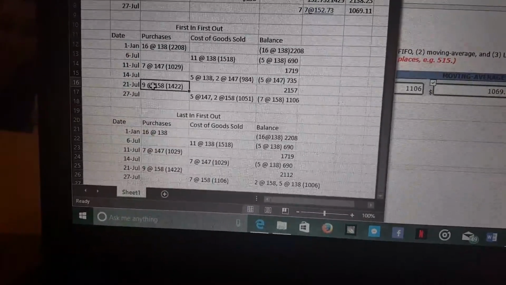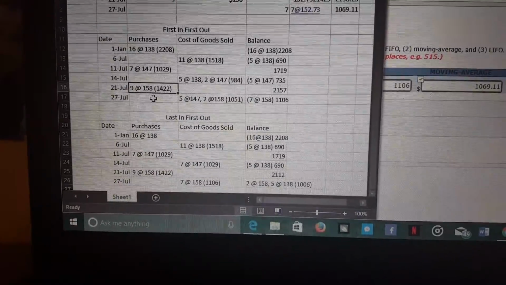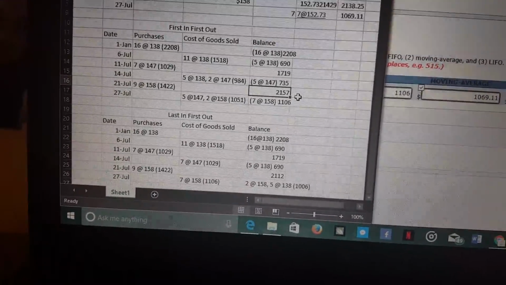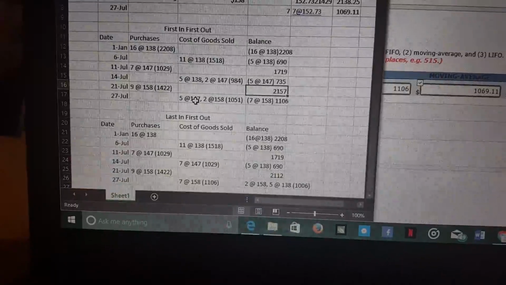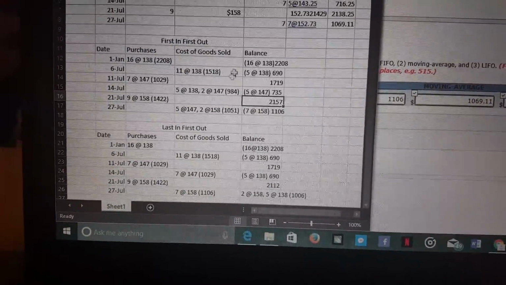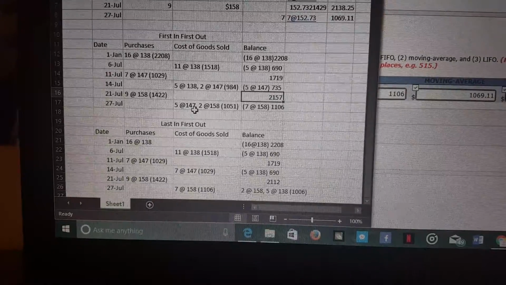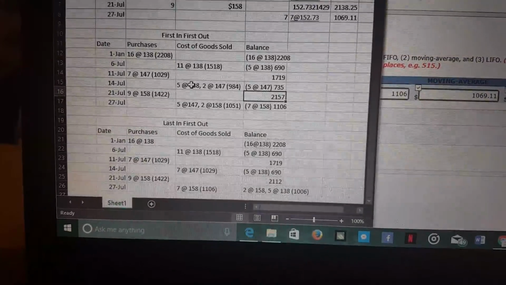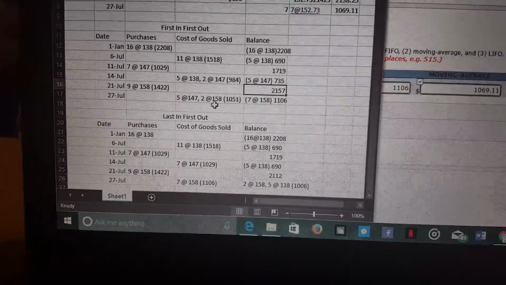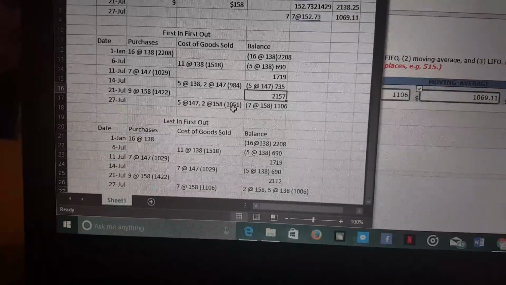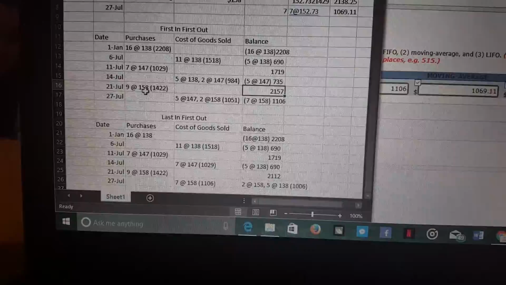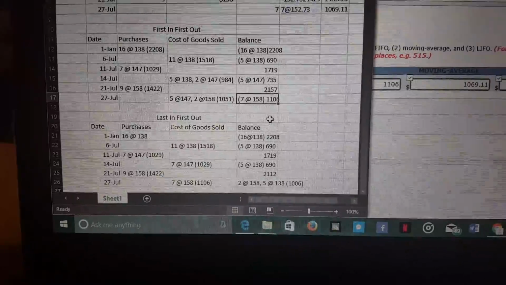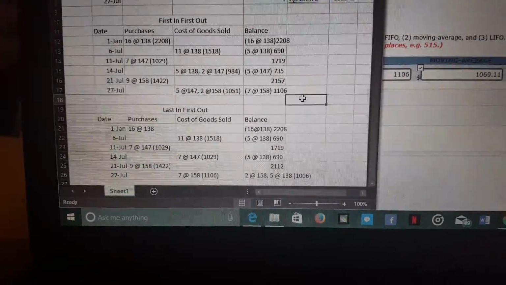And then the next time on July 21st, we go ahead and buy 9 at 158, and I just add that to the $735 again to get this ending balance. And then on the 27th of July, we have to sell 7 again. And so once again, we have to remember that the first ones that came in are the first ones that go out. So we have to finish selling up this 147 one. And so we sell 5 of those, and then we have to sell 2 more at the 158 price. And so then that makes it to where we only have 7 left at this 158 price. And so then that's how you get your ending balance right here. You just do the 7 times the 158 to get your 1106.